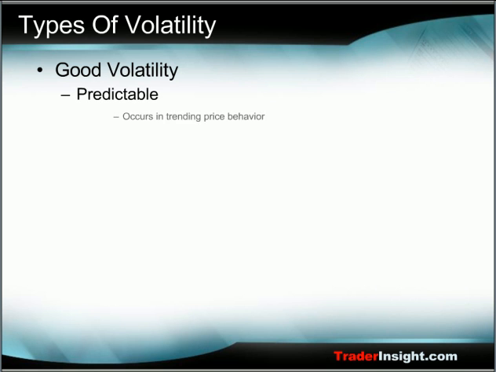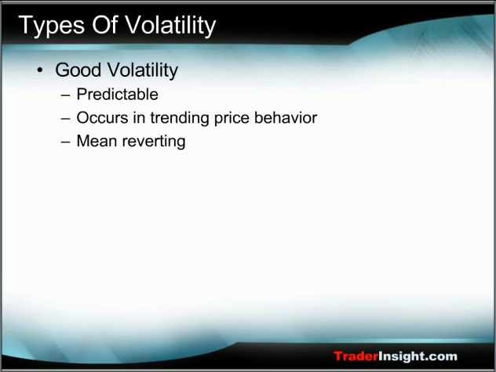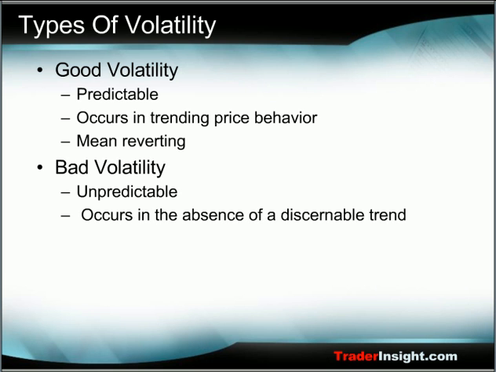Good volatility is going to be predictable. You have a trending set of price behaviors that generate the volatility, and it's going to be mean reverting, so that you can predict that price is going to move back to an average volatility range, in terms of expansion behavior that's going on in the markets, versus bad volatility, which is very unpredictable and occurs in the absence of a discernible trend.